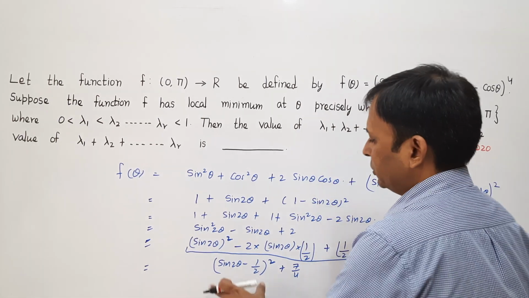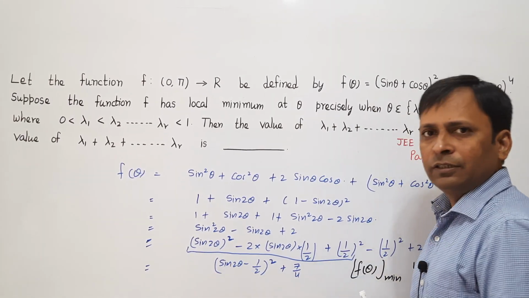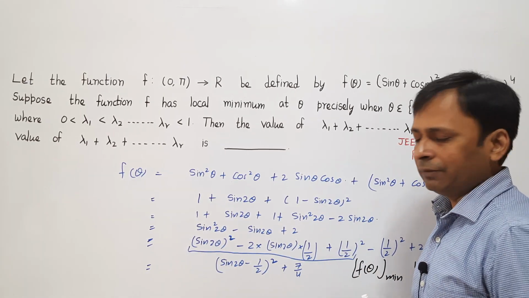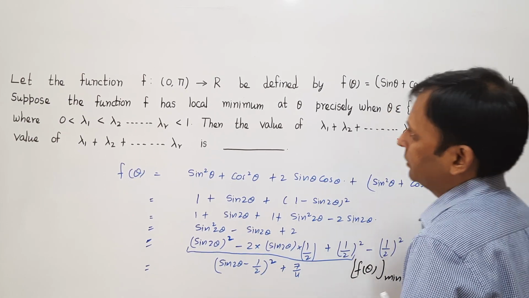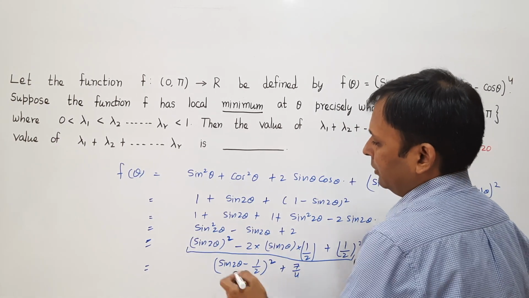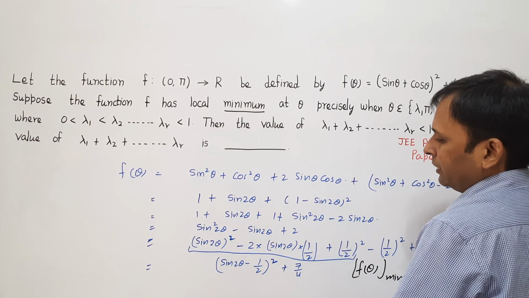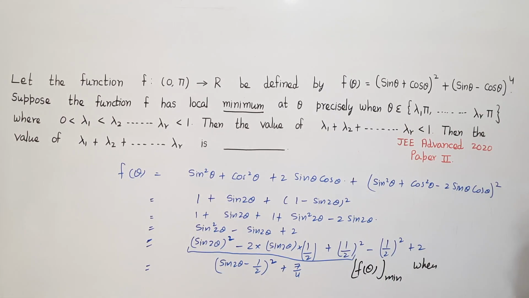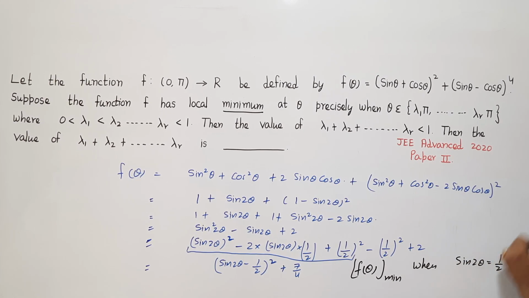Why? Because this is a whole square form. Now this whole square thing can never be negative, it will always be a non-negative number plus some constant, 7 by 4. So to minimize this expression, because we have to get the local minimum, what we need is this whole square thing to be equal to 0. Now if this whole square thing has to become 0, then sine 2 theta will be equal to 1 by 2. So I will write sine of 2 theta should be equal to 1 by 2.